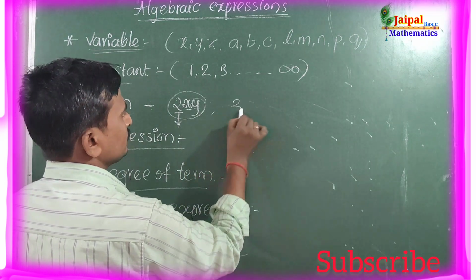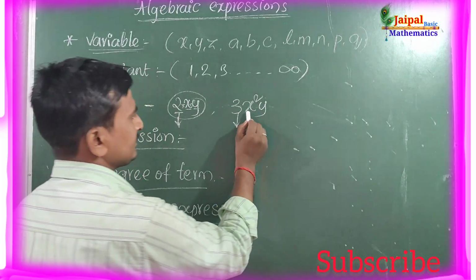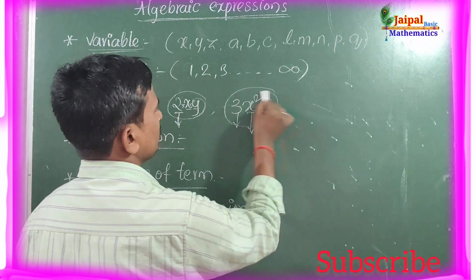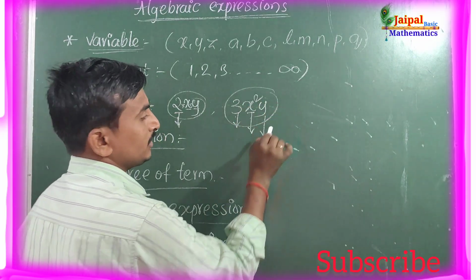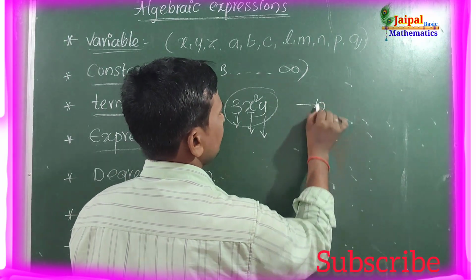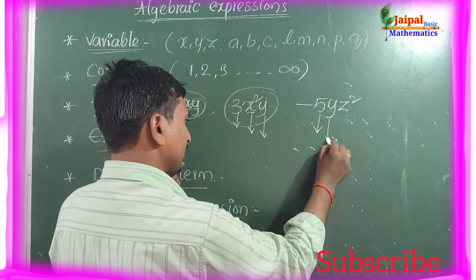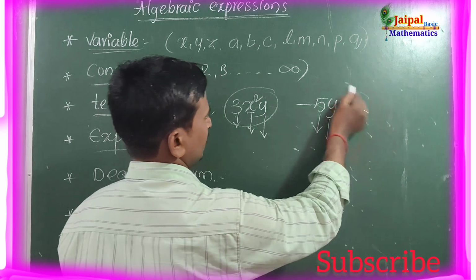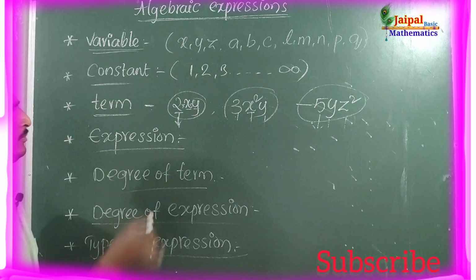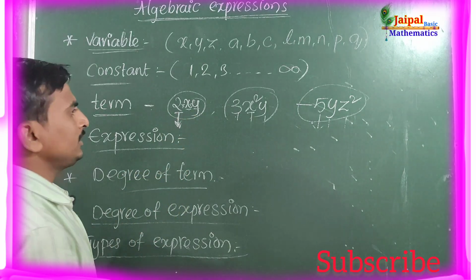Next, 3x square y. Here 3 is a constant, x is a variable and y is also a variable. The product of one constant and one or more variables is called a term. One more example: 5yz square. Here 5 is a constant, y is a variable, z is a variable. The product of these three is called a term. Hope you understood well.